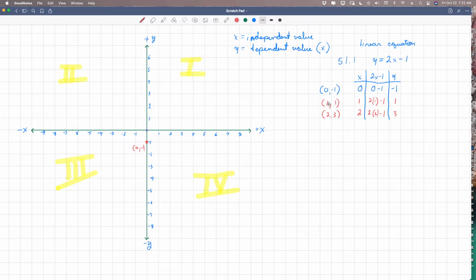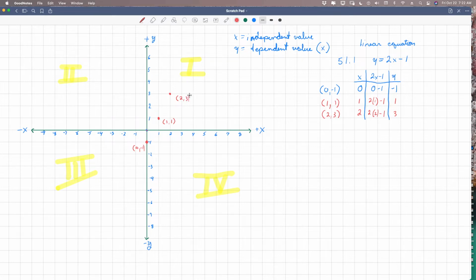So now let's go ahead and graph this point 1 and 1. So we go to 1 on the x-axis and positive 1 on the y-axis, and we put our point here and we label it 1, 1, just like that. Now let's graph this point, and it's going to be 2 on the x-axis and 1, 2, 3 on the y-axis, and we label this point 2, 3.